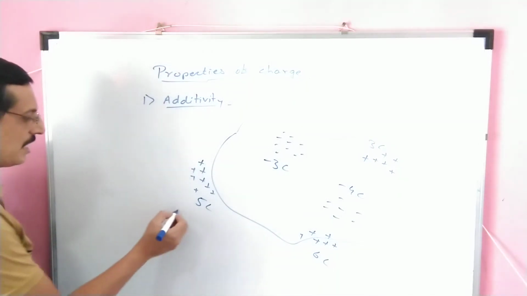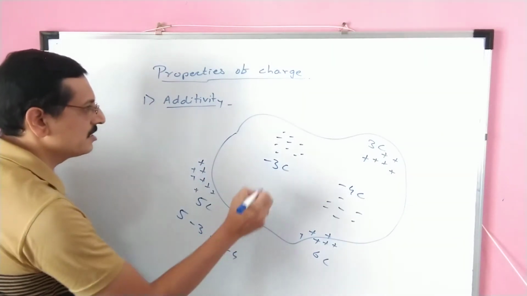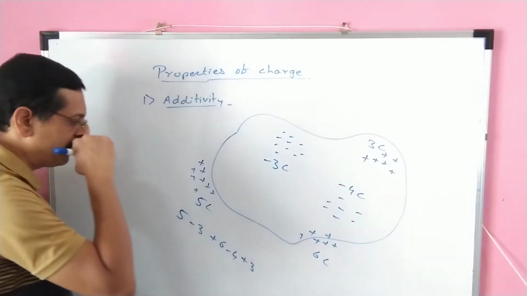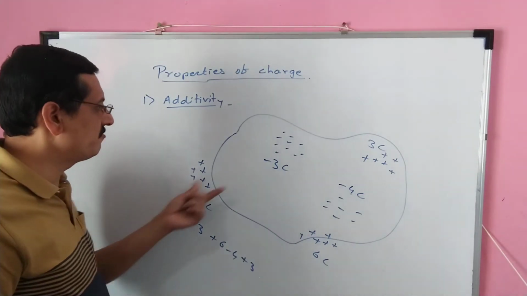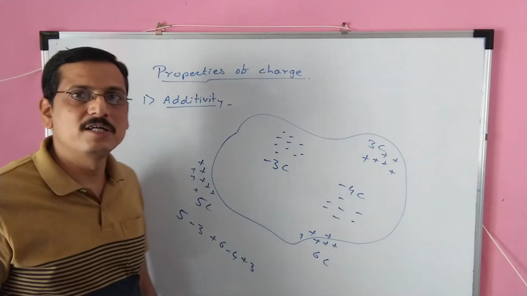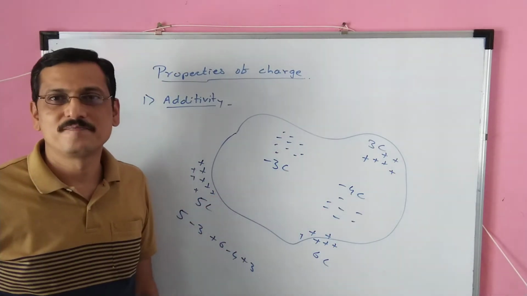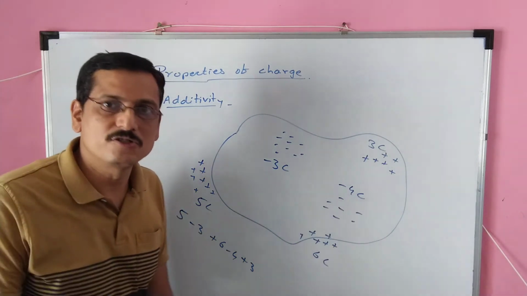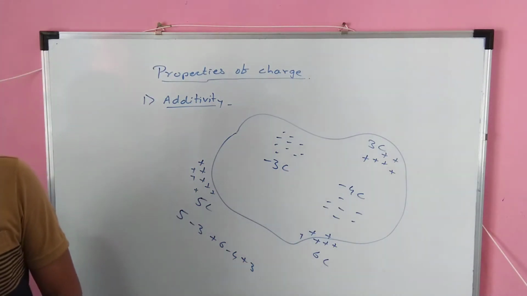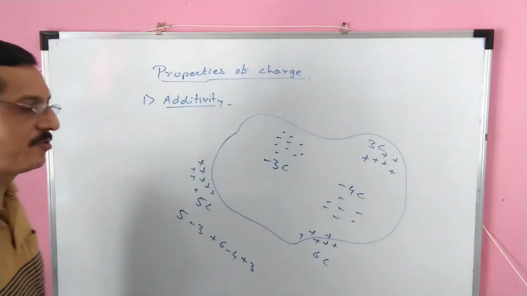Then the total charge will be 5 - 3 + 6 - 4 + 3. So we have to do a simple addition. If the charge is positive, place its value as positive. If the charge is negative, place its value as negative. Add these, and that is the total charge present on this body. So this is the first property, that is additivity. Okay student, now let's move on to the second property.